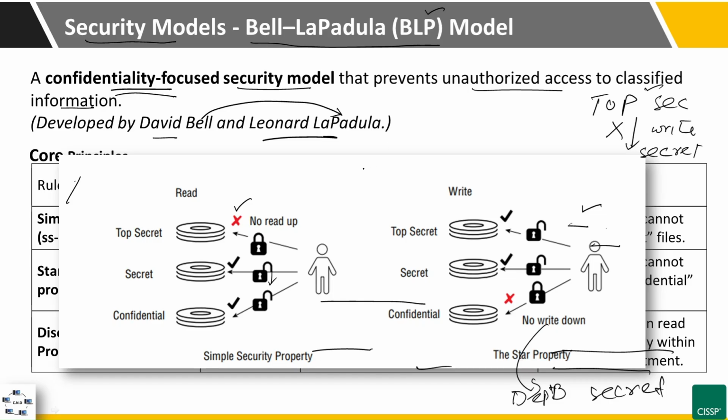So this is the visual representation of the Bell-LaPadula model. This is no read up. What does this mean? The secret or confidential clearance user cannot read data from the top secret level. Similarly, no write down means that top secret or secret users cannot write data to the lower classification level, that is confidential. This is the simple security property, and this is the star security property.